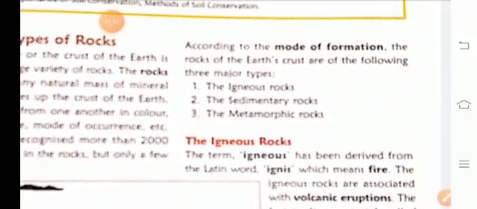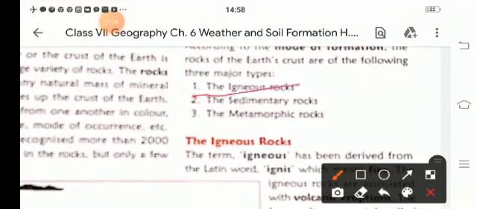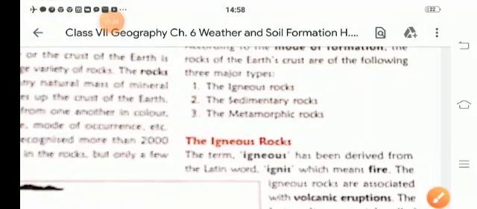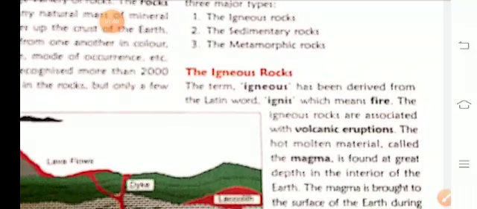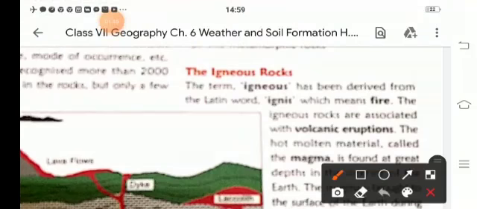The modes of formation of the earth's crust are of three types. Earth rocks are of three types: igneous rocks, sedimentary rocks, and metamorphic rocks. And what are igneous rocks? Now, let's start with the igneous. The word igneous derives from the Latin word ignis, which means fire.